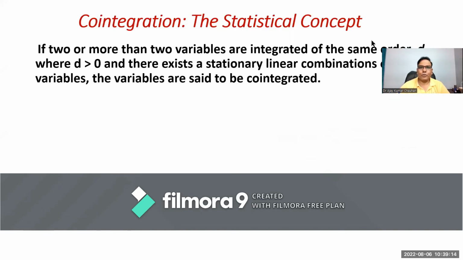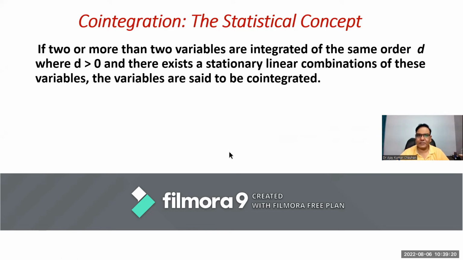So cointegration, the statistical concept. Now, what is the statistical concept? The definition of cointegration is: if two or more variables are integrated, non-stationary, of the same order d, where d should be greater than 0, and there exists a stationary linear combination of these variables, the variables are said to be cointegrated. That is the bookish definition.